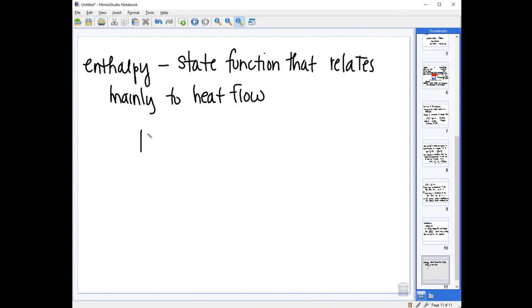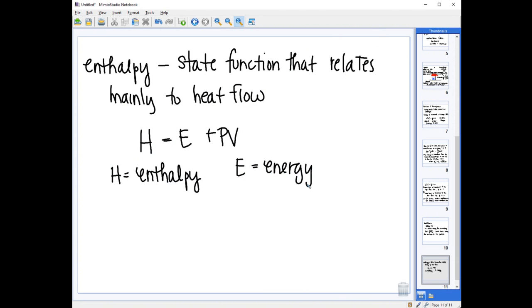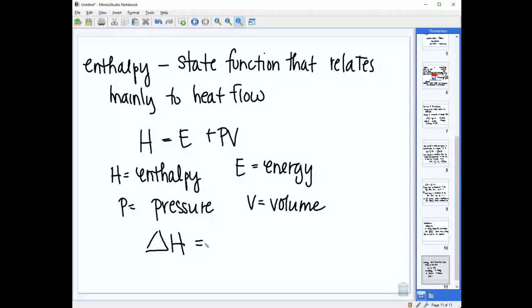Our equation for this: H is enthalpy. Remember, we use Q for heat. So H is enthalpy, E, remember, is energy, P is pressure, and V is volume. And a lot of times we'll see this stated as delta H equals delta E plus P delta V.